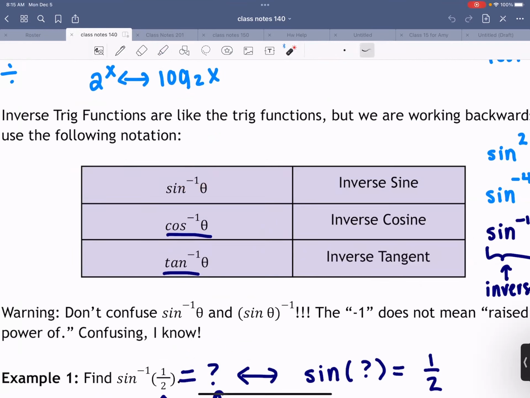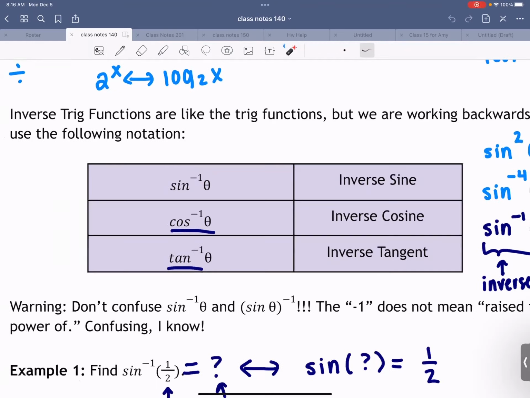Now, I don't want you to confuse this with a power, okay? We're not taking sine, cosine, and tangent to a -1 power. This is just saying inverse sine, inverse cosine, inverse tangent. I know it's very confusing that there's a -1 raised to a power and it's not a power, but just keep that in mind when we're going on.